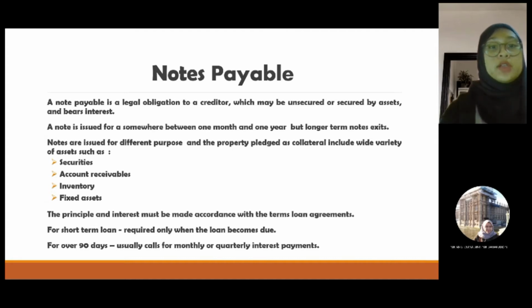Securities, accounts receivable, and fixed assets are examples of assets that might be pledged against a loan. Securities are investments. Accounts receivable and inventory are current assets. Fixed assets are property, plant and equipment. Notes payable can fall under current liabilities or long-term liabilities depending on the duration of the loan. Principal and interest depend on the terms of the loan agreement.